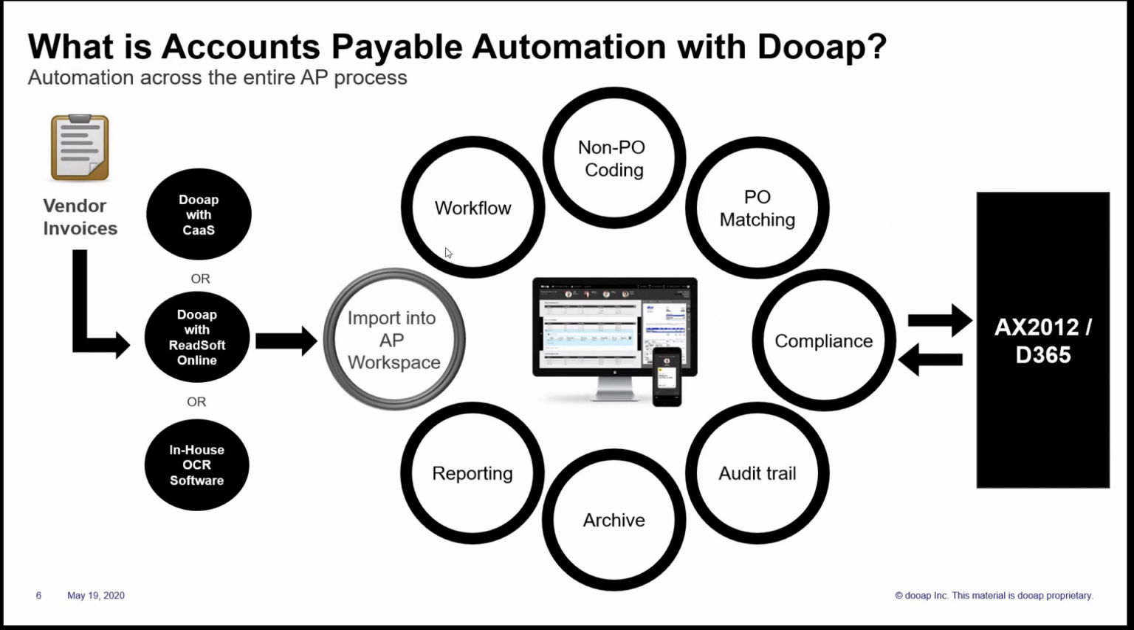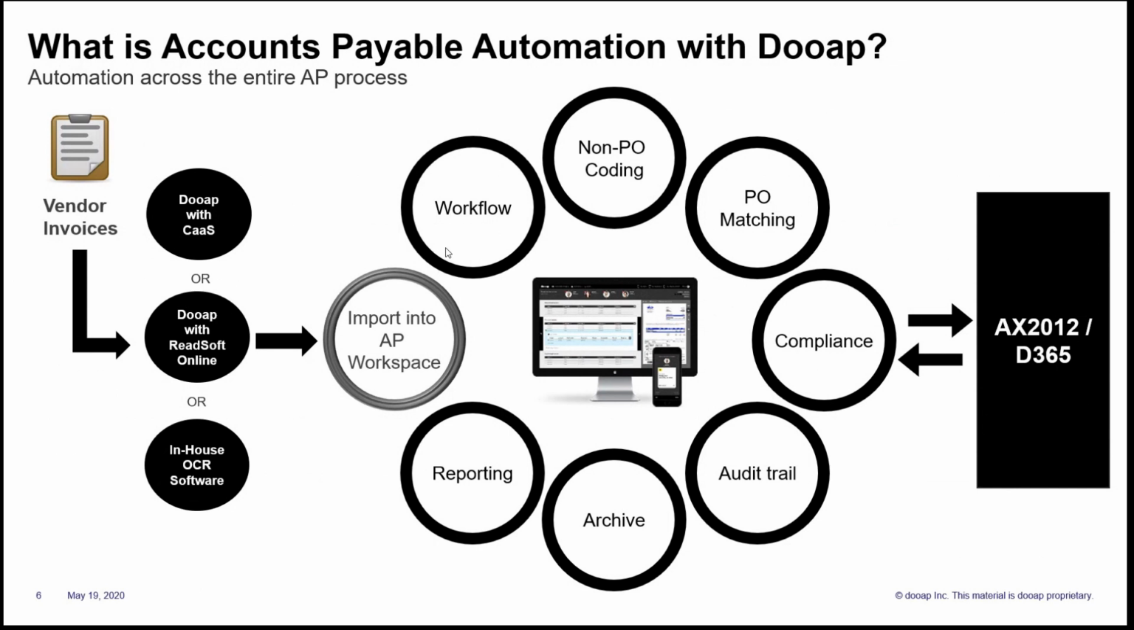Option 3 would be using your own in-house OCR software that you may be using already. If you didn't want the first 2 options, then we can certainly integrate that software you're currently using into Dooap. Once those invoices are imported into Dooap, they arrive into what we call an AP workspace. Within that AP workspace, we've got all of the invoices sitting in the queue waiting for processing.